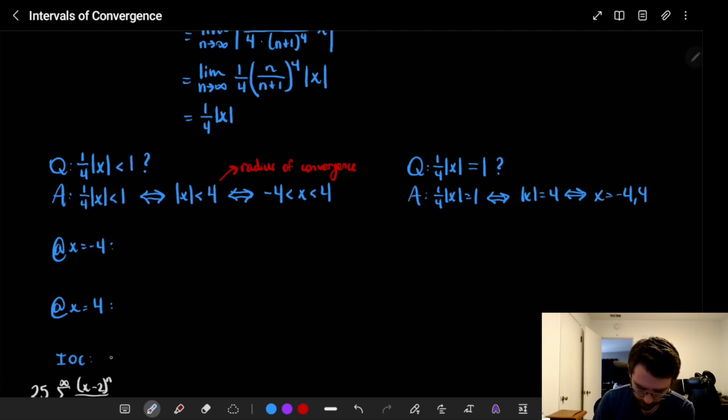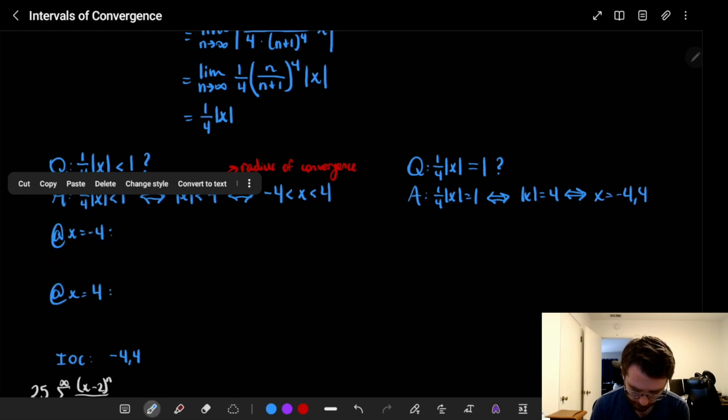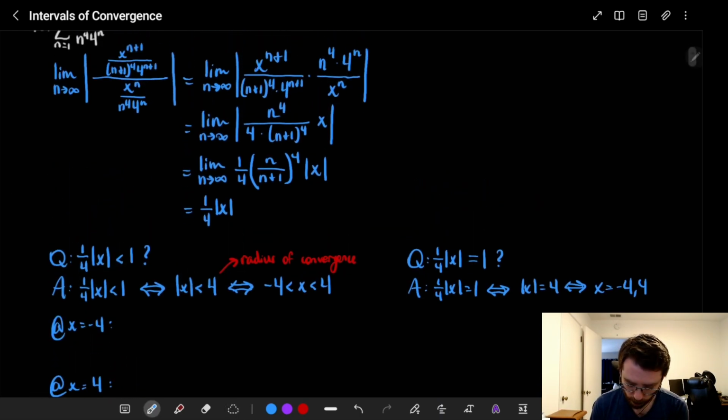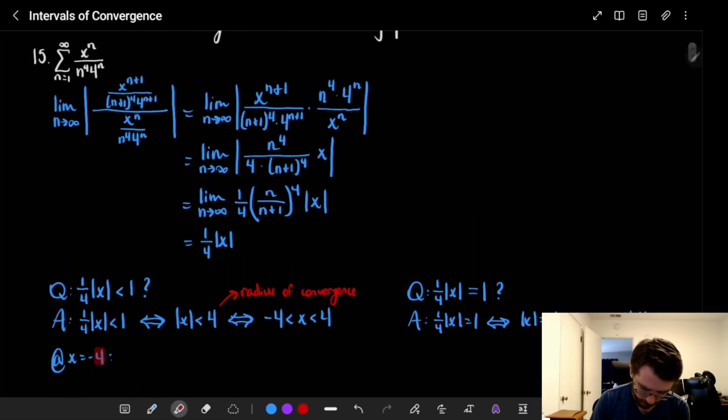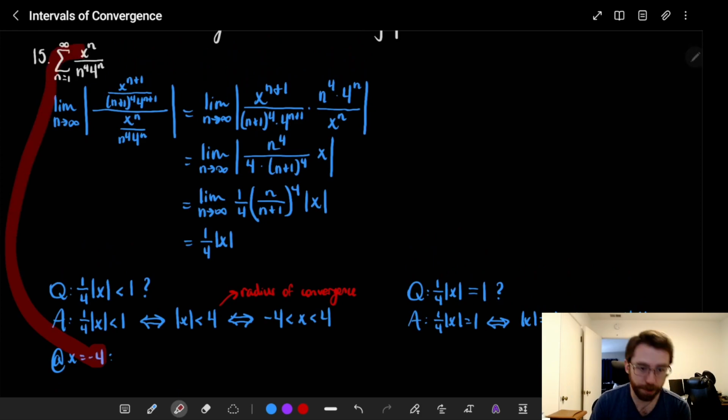Okay, just to prep us, the interval of convergence is going to be -4 to 4. I just don't know if it's going to be open parentheses, closed brackets, or some combination of those. We'll see. So I'll leave that without any parentheses for now. And if I'm looking at the case where x equals -4, then what do I get? Well, I should take this and actually plug it in for x here.